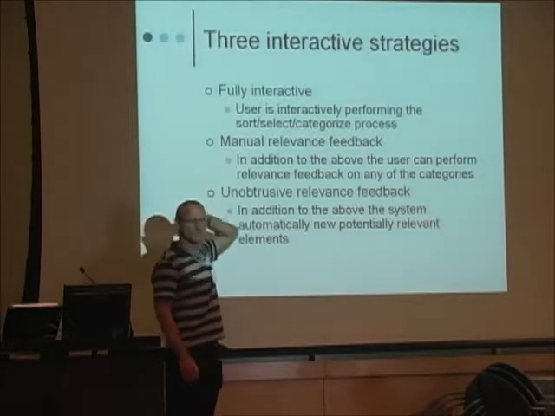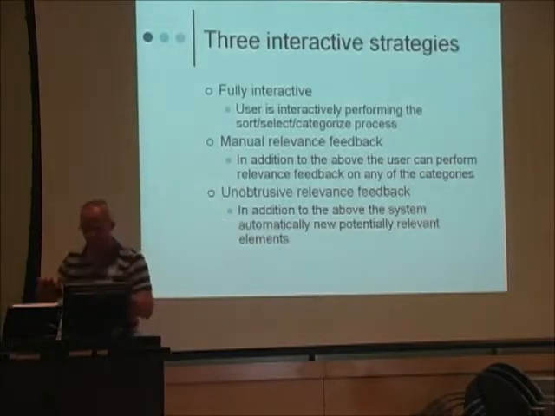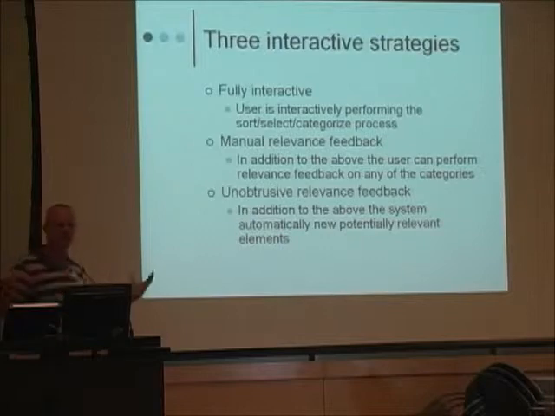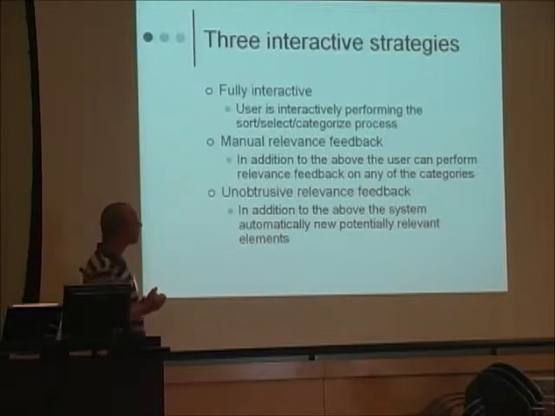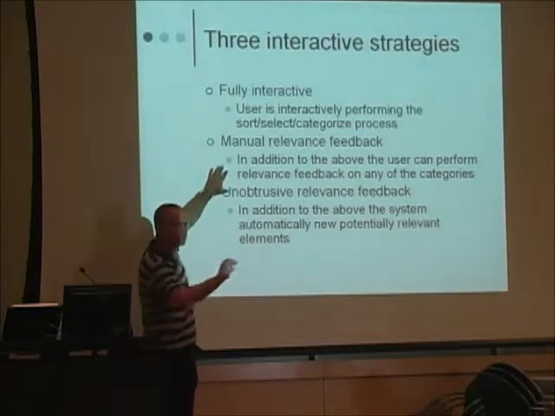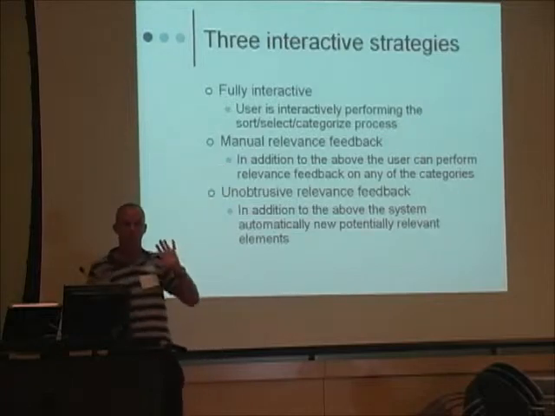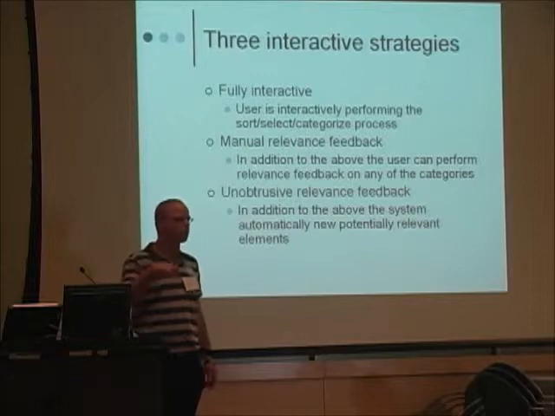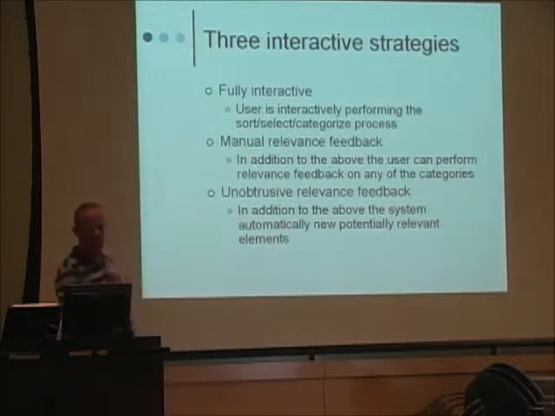The second strategy is what we call manual relative feedback. So the user is still doing that, but when he has put information in one of the buckets, he can say, well, do you have more of this? So can you do automatic relative feedback, standard algorithm? Can you do that for this particular bucket? This is on demand. So the user is telling, now I want to have feedback, I want to use relative feedback to see whether I can find more interesting elements.